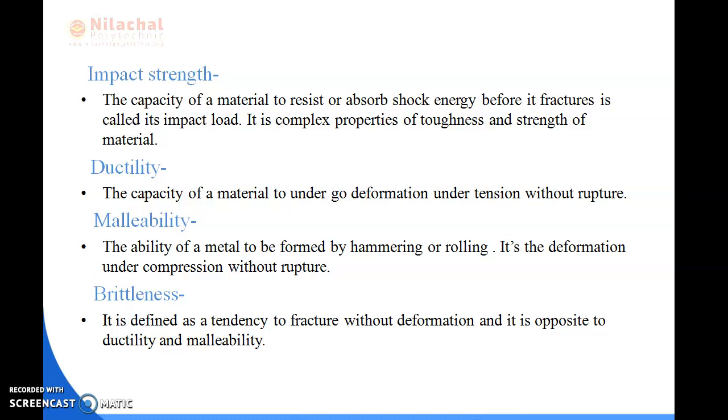Impact strength depends fully upon the structure of a material. It is sensitive to the rate of loading and to the temperature, as well as to the stress range. This is called the impact strength of a material.